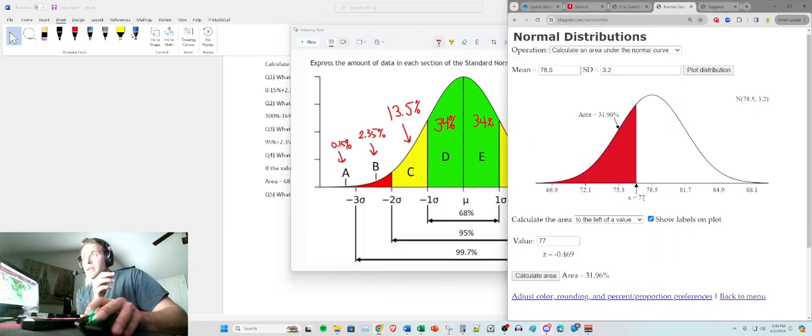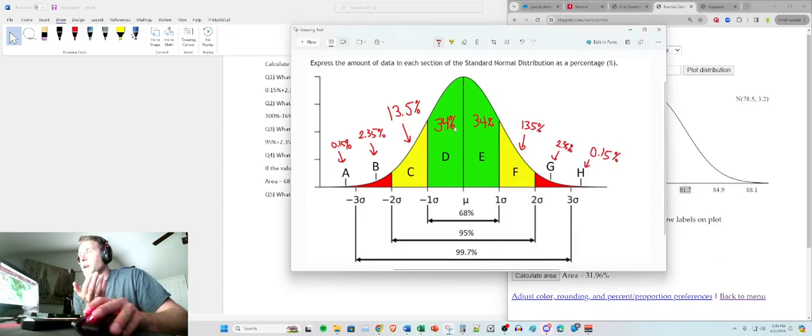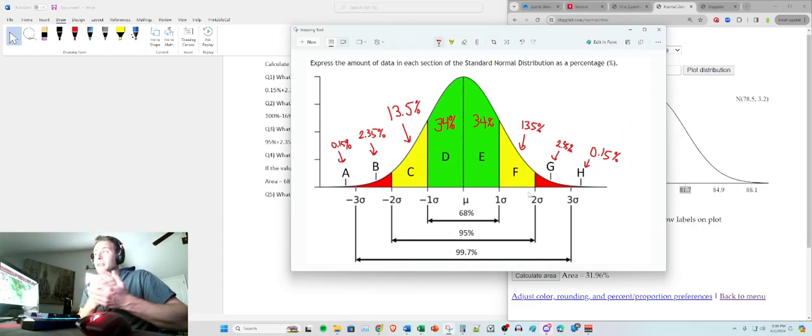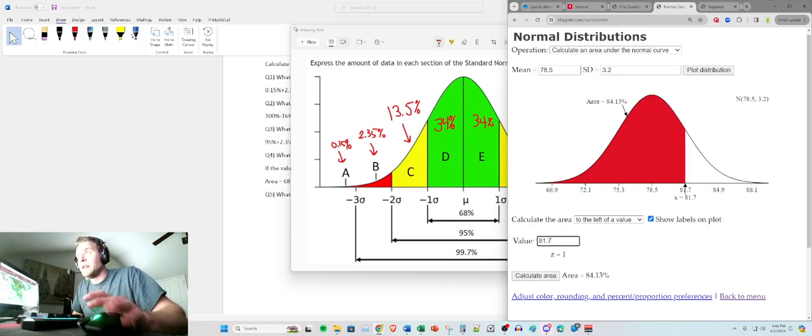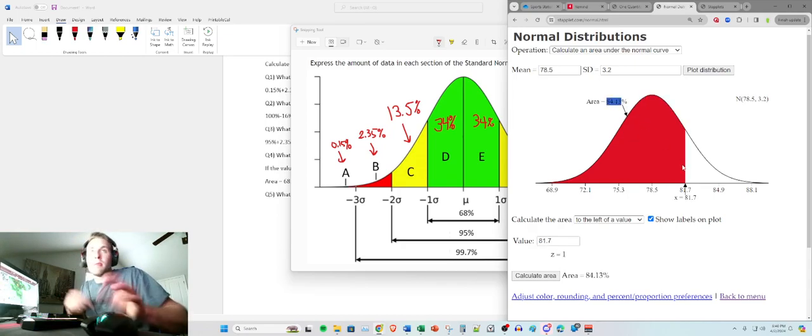So the mean is actually the 50th percentile. What would 81.7 be? Well, we're at 50%, and I go up another 34%. So that is the 84th percentile. So this right here is the 84th percentile. So if I did 81.7, look at that, 84%.